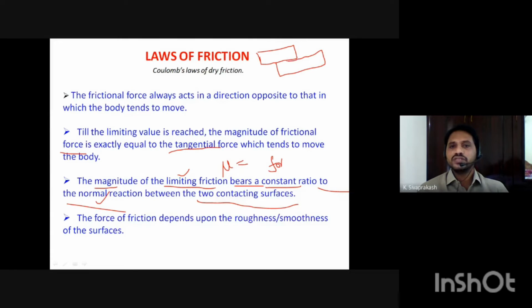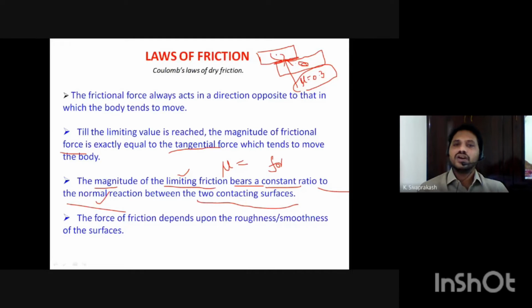Now these two are in contact at this point. In that case, the coefficient of friction mu is a constant. Suppose it is 0.3, it is always 0.3 only. It will not vary. Why? Because these are the two contact surfaces. This is one material, and this is the other material.